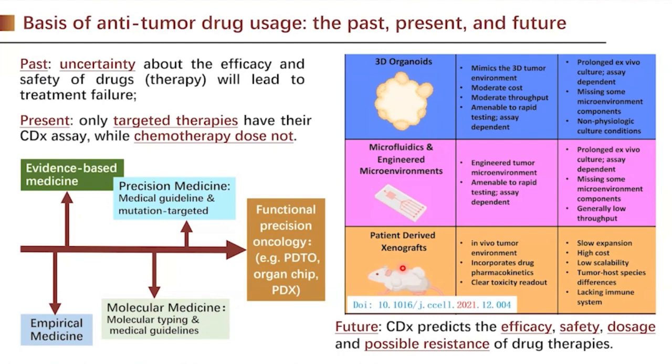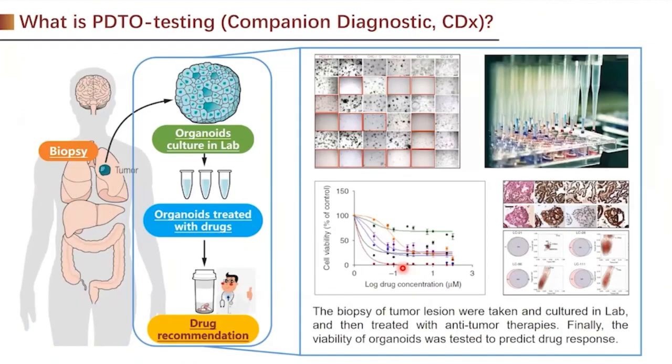I believe functional precision oncology, such as PDTO, organ chip, and PDX, will help. And in the future, the new PDTO will predict efficacy, safety, dosage, and possible resistance for drug therapy. So people will ask, what is PDTO testing for anti-tumor therapy?